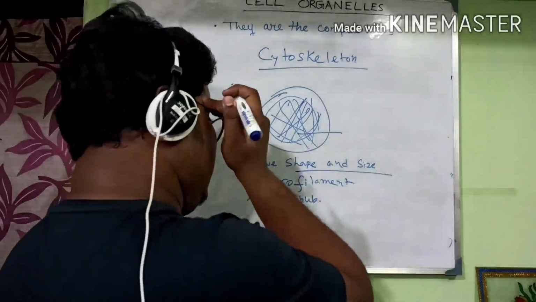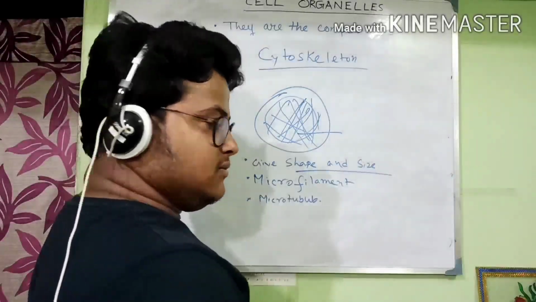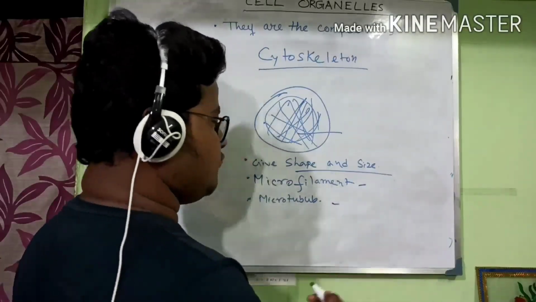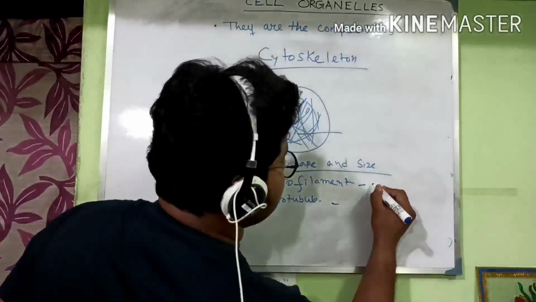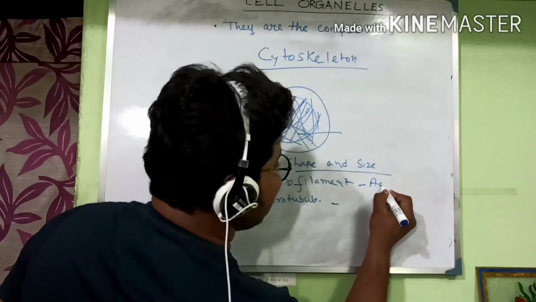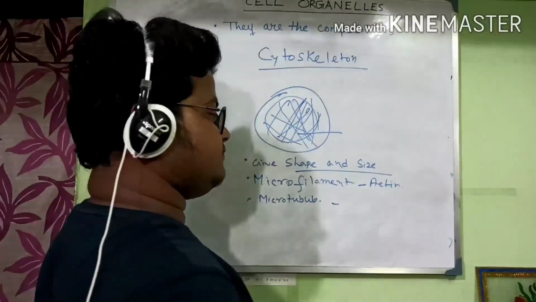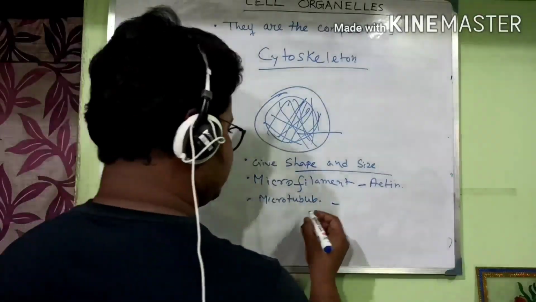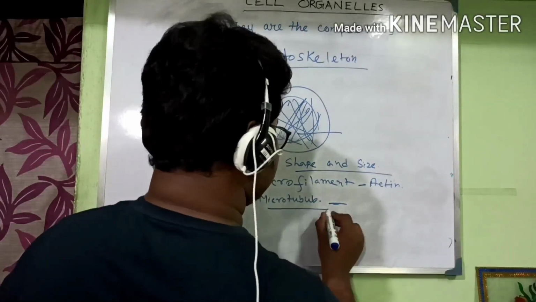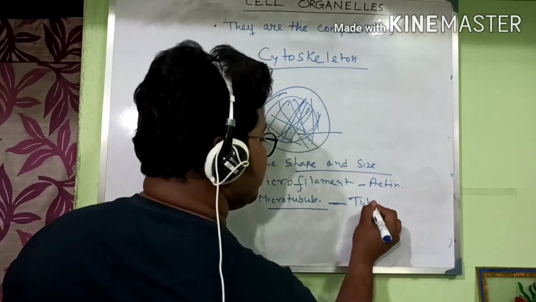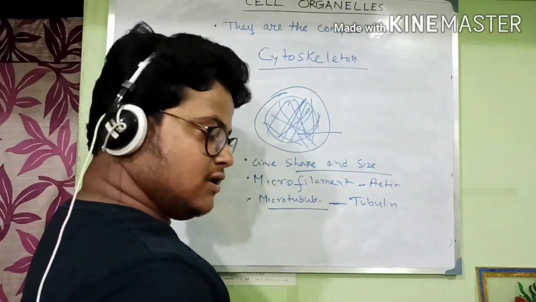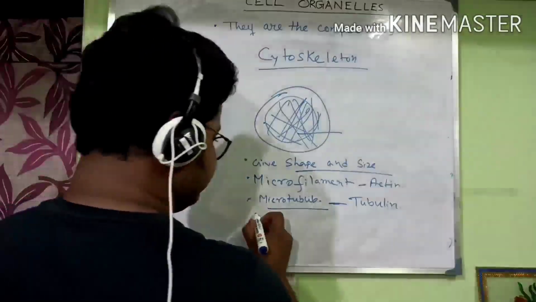Okay, the microtubule and the microfilament. Both consist of proteins. Microfilament consists of a protein known as actin. Microtubule is made up of a protein called tubulin.